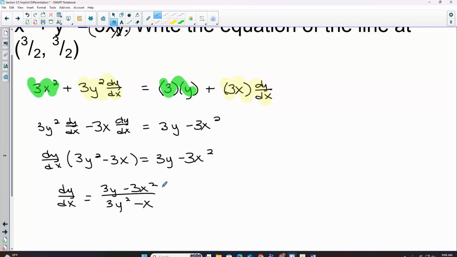What can we do here? Cancel. We can take a 3 out of everything, so it'll be y minus x squared over y squared minus x. That is my actual derivative.